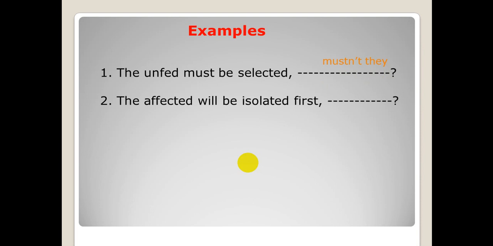And in The affected will be isolated first, the tag question will be won't they, because the helping verb is will, and as the statement is affirmative, the tag question will be negative. And of course you should remember that will plus not becomes won't in contraction. In the same way, shall plus not becomes what? Shan't.